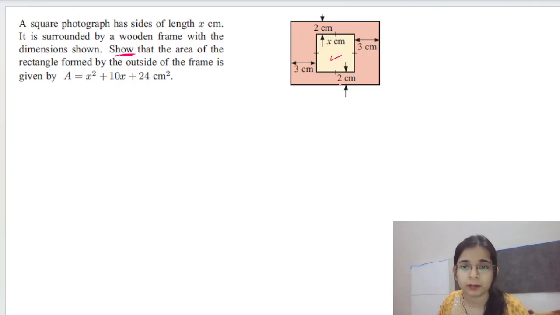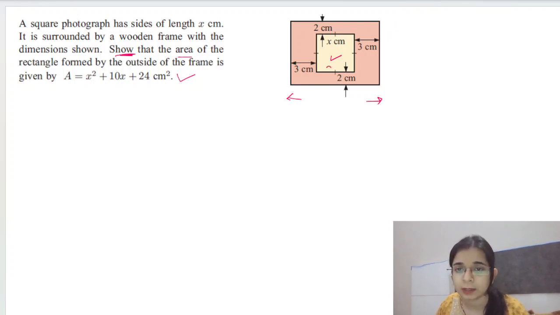Now at the end, the complete diagram is of a rectangle, because dimensions are not the same on both sides. So we have to show that the area of the rectangle formed by the outside of the frame is given by this expression. Okay, nothing to worry. Firstly, we have to find the area. So firstly we have to find the dimensions of the rectangle.